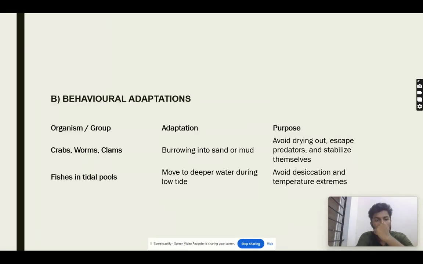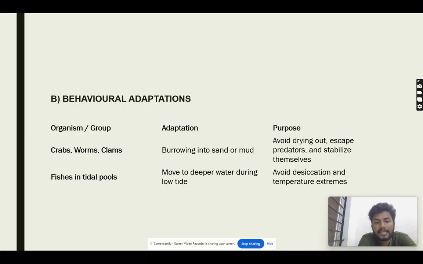Then comes the behavioral adaptation. Organisms like crabs, worms, and clams burrow into sand or mud. These are behavioral adaptations that they use to avoid drying out, escape from predators, and stabilize themselves.